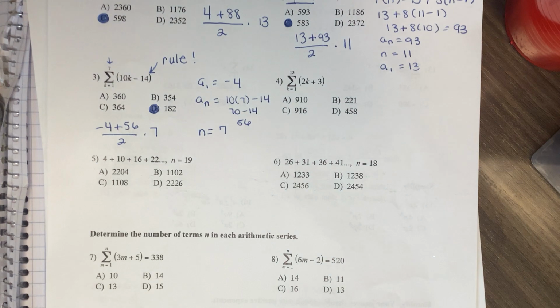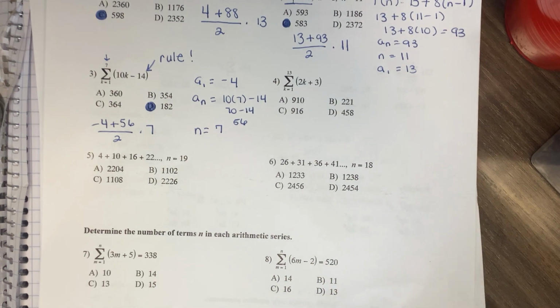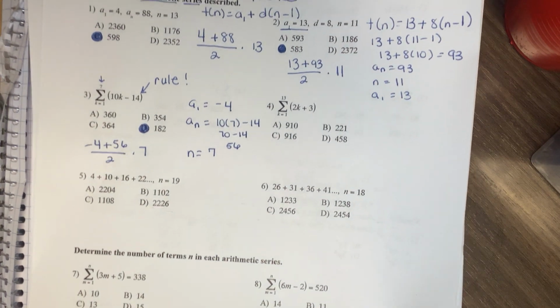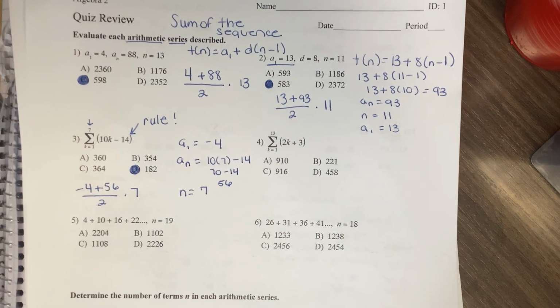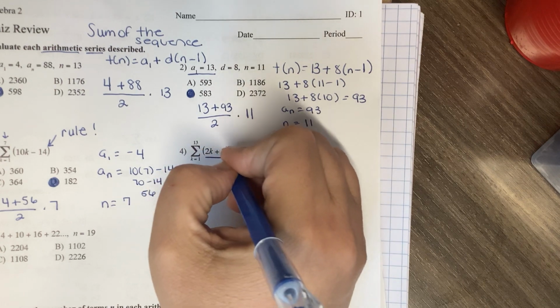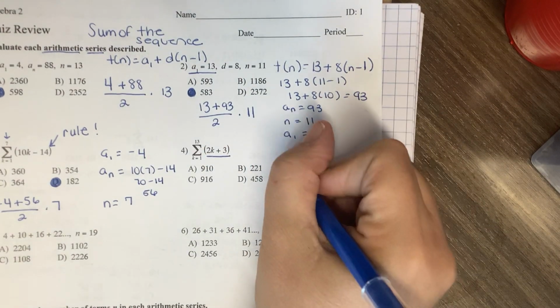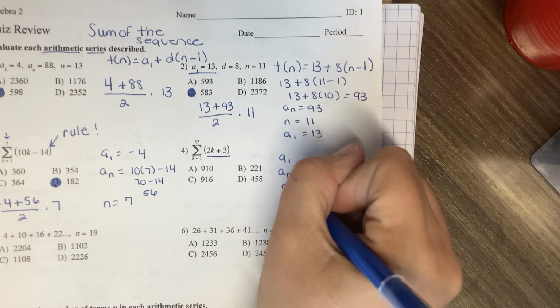Yeah, so far so good? Okay. Again, number 4, we have in sigma notation, and I haven't changed the instructions. So we are still working with arithmetic series. So we're summing them, the sum of the sequence. We're given the rule. So this is our rule. We need to find our first term, our last term, and do we have our number of terms?